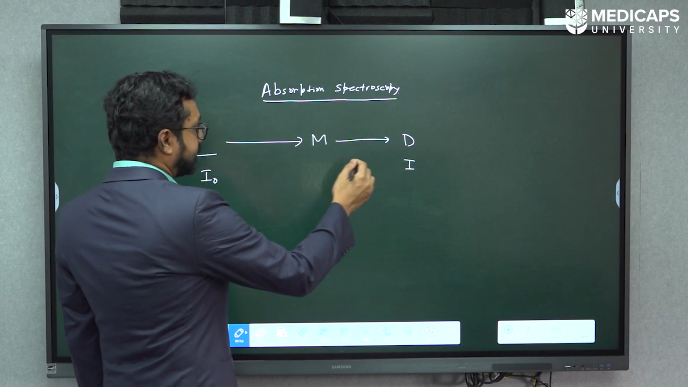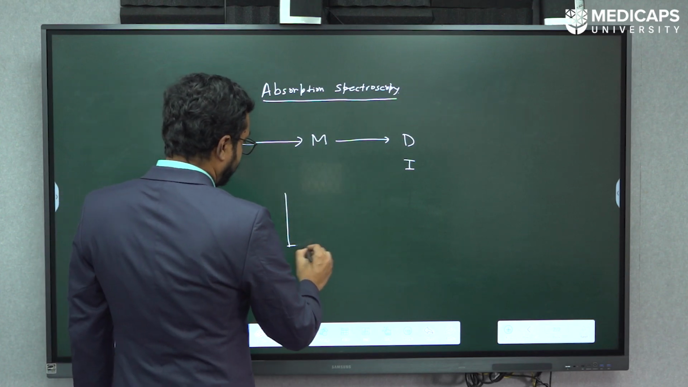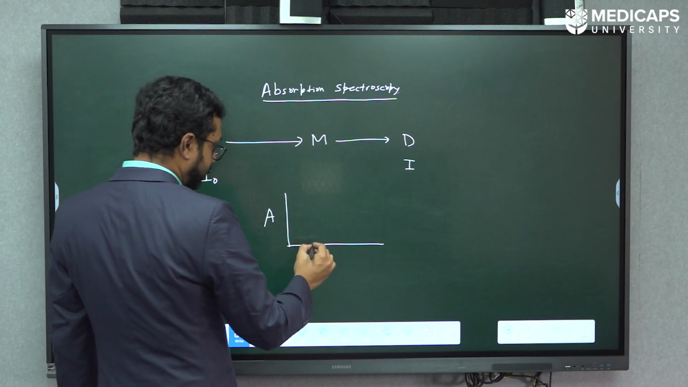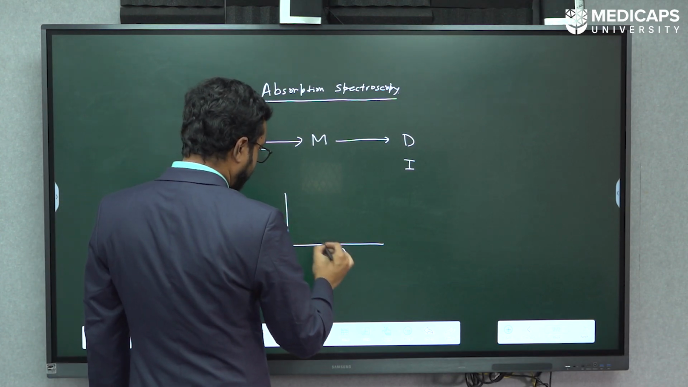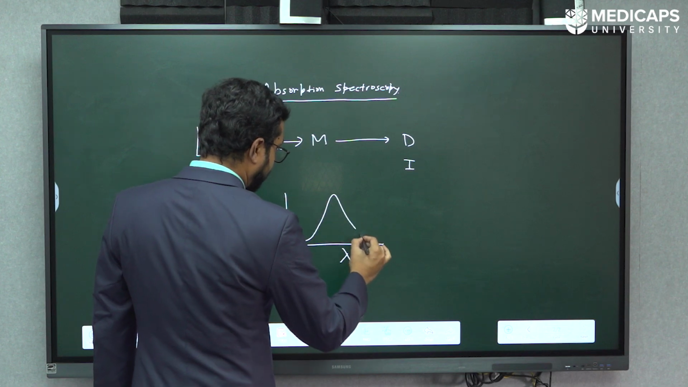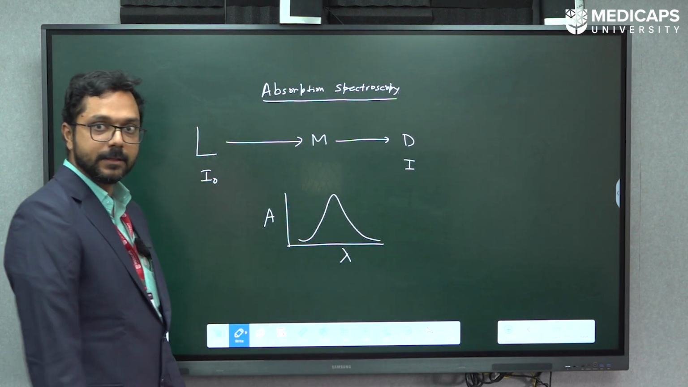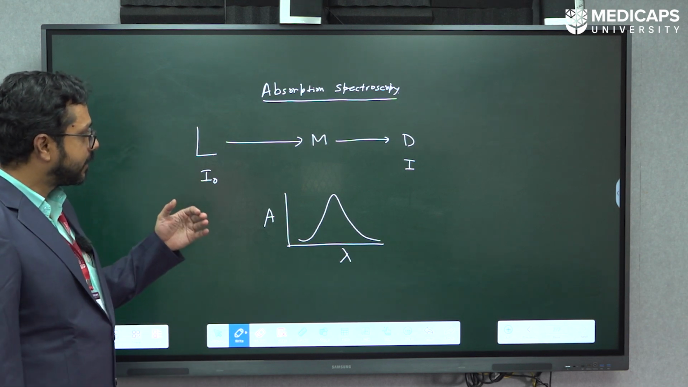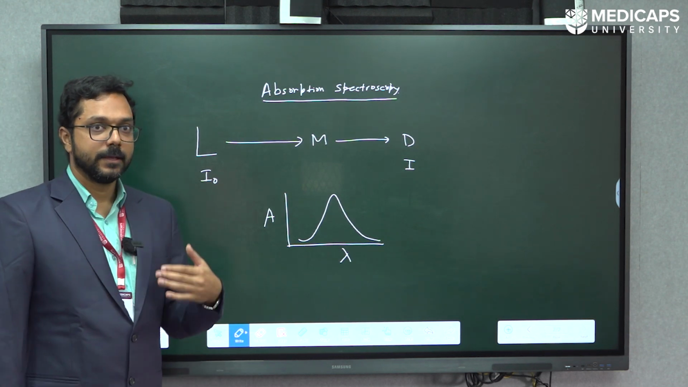Now, after the detection, you process the data and you will get a plot, say A. A has no unit, it's an absorbance, and as a function of lambda, that is wavelength, you get a spectra. This is called absorption spectroscopy.